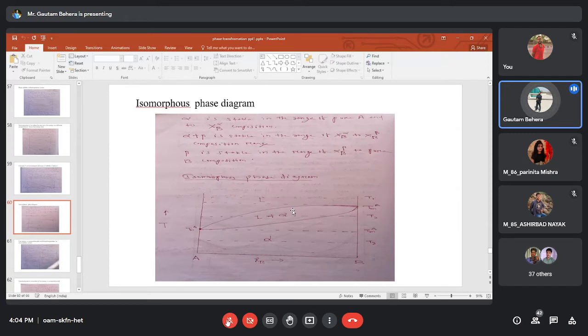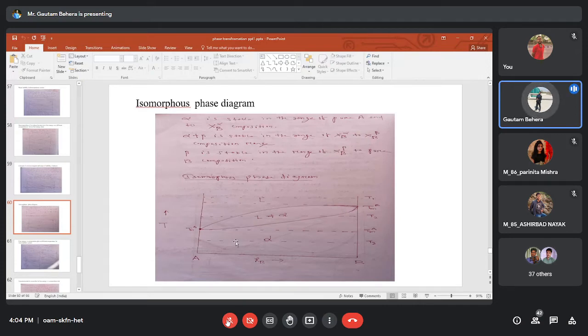The simple way I told you: liquidus boundary means it will separate liquid and two phase. Solidus boundary means it will separate solid and two phase, right? Or you can simply say the liquidus line is the line above which everything is liquid, and the solidus line is the line below which everything is solid. This is a simple way I told you in Introduction to Physical Metallurgy, I remember, right?